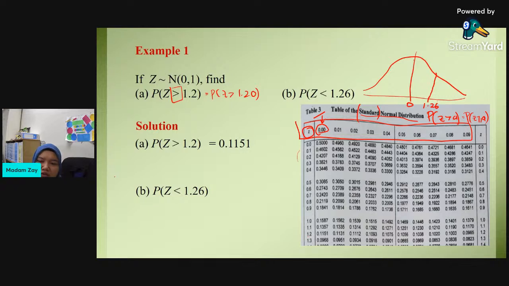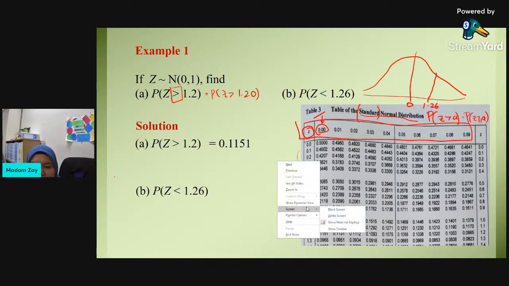Kelas, nak lorek ni, nak lorek dia. Kawasan mana kita nak cari sebenarnya? Z tu duduk kat mana? Belah kanan 1.26 ke belah kiri 1.26?